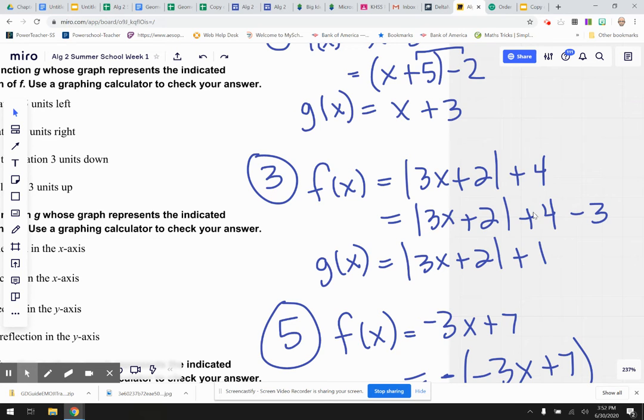Now you can only combine these outside numbers because we don't have anything inside. So we're just going to bring down the inside of the absolute value. Combining these two gives us a plus 1.